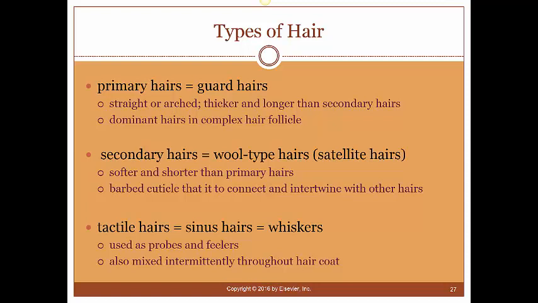Tactile hairs, these are also known as sinus hairs or whiskers. These are hairs that are used for feeling into the environment. And so like on a cat, their whiskers on their face are tactile hairs. But we actually have tactile hairs across our body just like animals do that are used as kind of feelers. They don't all have to look exactly like a whisker.